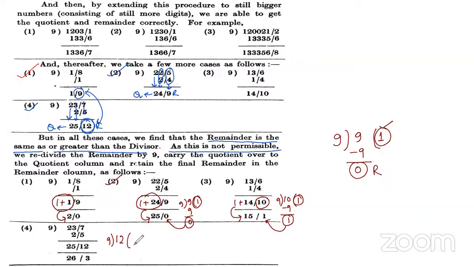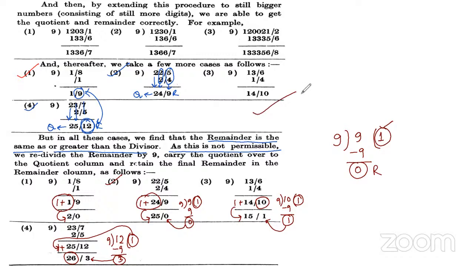Here we have 12 as a remainder. So divided by 9, one time it will go, so 3 is the remainder. So 3 is the final remainder. The new quotient digit is added to the previous quotient number, so that we get 26 as our quotient. So what do you understand? Whenever the remainder is less than the divisor, then directly it will be the answer.